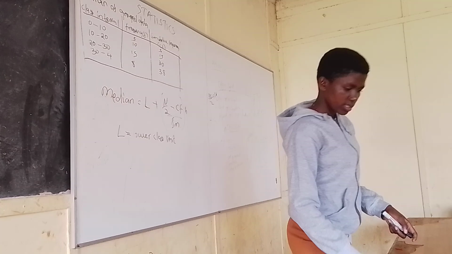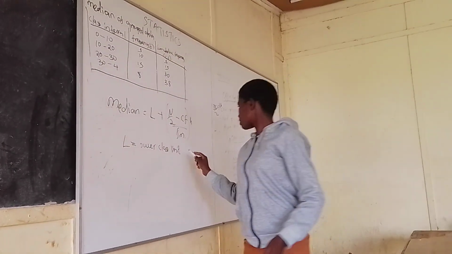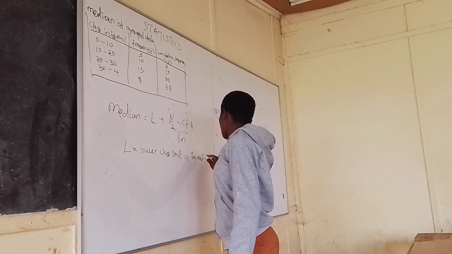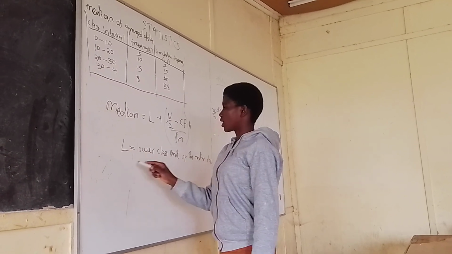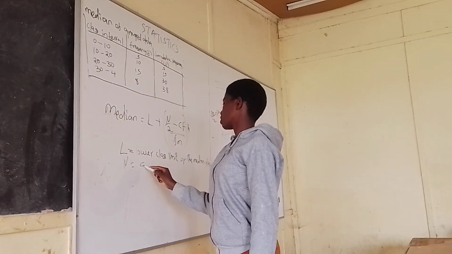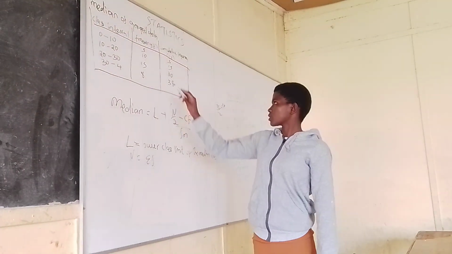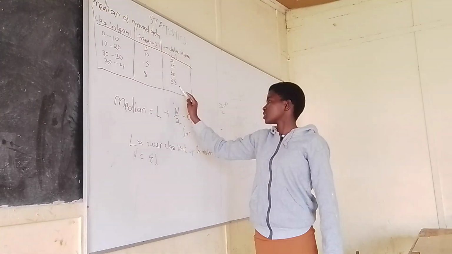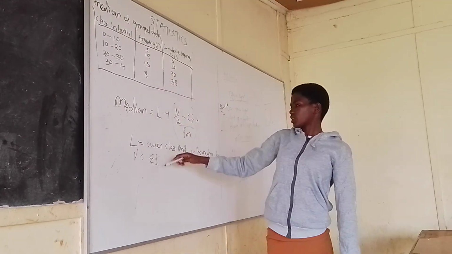L is the lower class limit of the median class. Then N is the summation of the frequencies. When you add 5 plus 10 plus 15 plus 8, you get 38. So that's N. You add all the frequencies to get N.